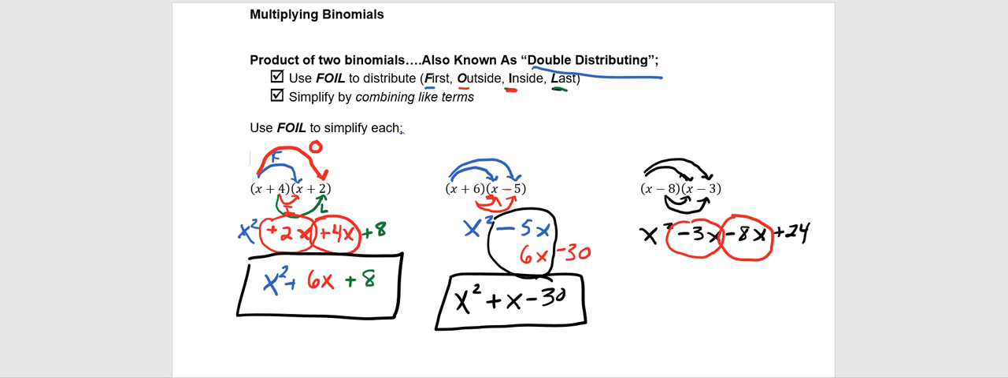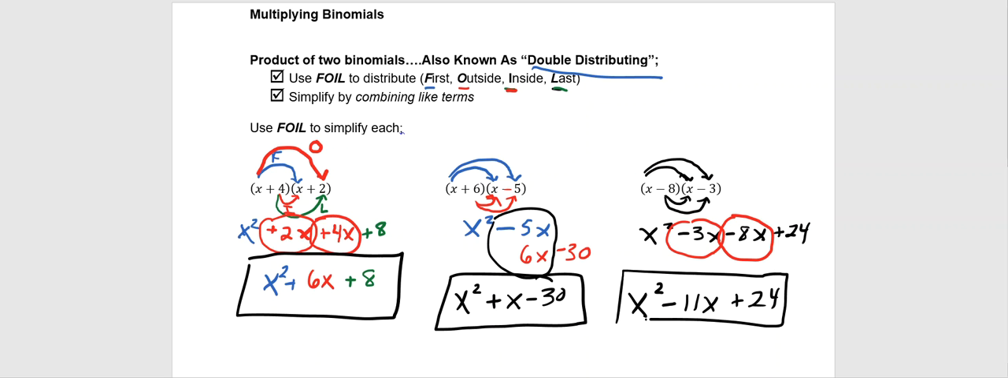So by the time we're all done, we should wind up with the x squared. Careful with your combining, negative 3x and negative 8x. Two negatives added gives us a more negative number, negative 11x, and then plus 24. Okay, so that is what we call foiling, otherwise known as double distributing.